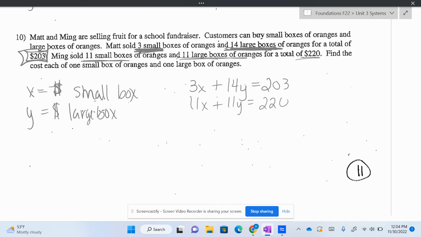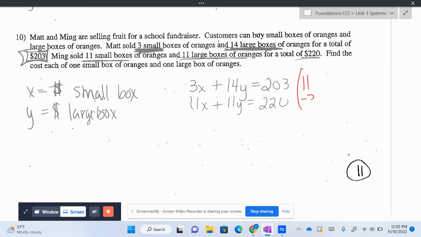Yeah, I would use elimination. And here's what I would do. I'd multiply the top equation by 11, and I'd multiply the bottom equation by what? Good job. You guys are awesome at that. We are multiplying the top equation by 11 and the bottom equation by -3.